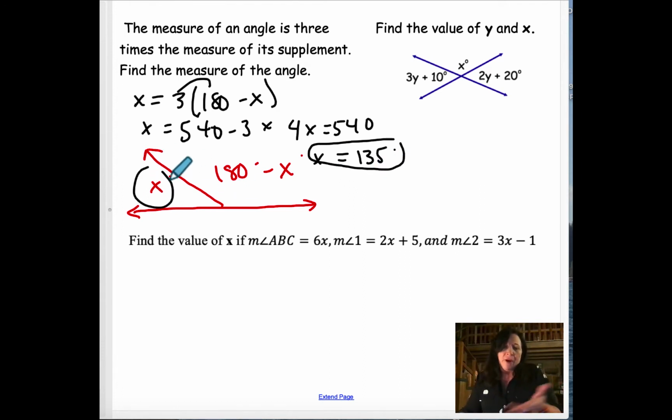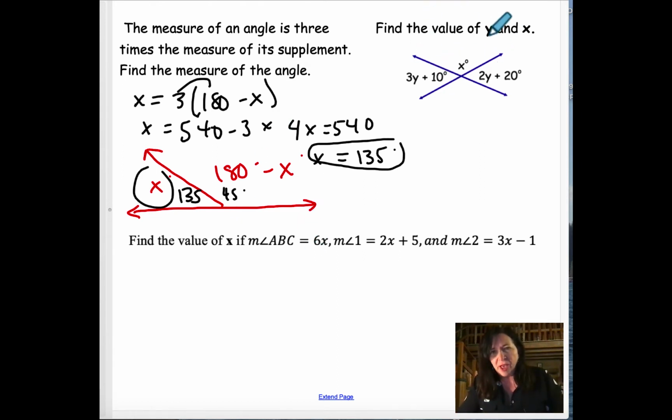So that means, and obviously it's not drawn to scale, if this is 135 degrees, then this angle over here is 180 minus 135, which is 45. Not drawn to scale, totally fine.